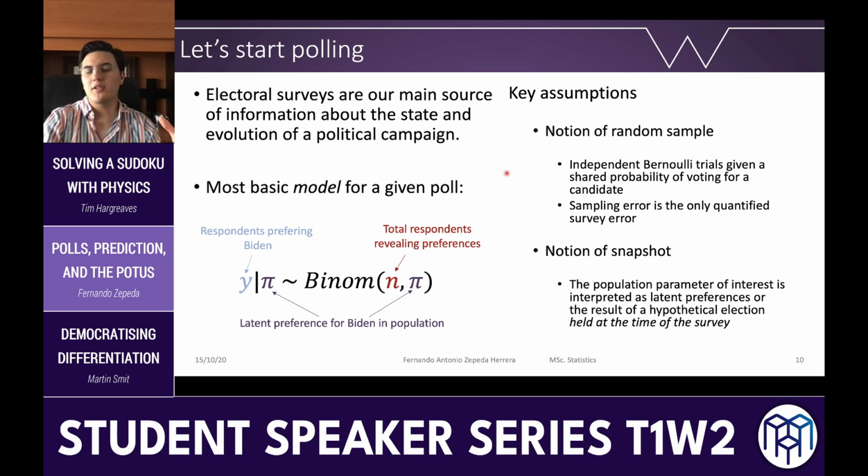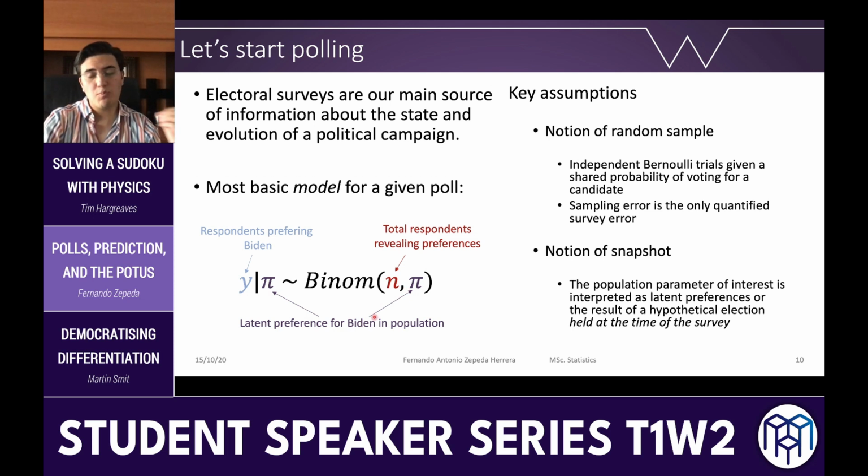And the most basic model that we can propose, and it's not only the design of the survey, but as a model, a statistical one, is the binomial, which is just based on the idea of independent Bernoulli trials given a shared probability. In this case, this shared probability is of voting for a particular candidate, which, just for the sake of argument, let's say is Biden. And we have n respondents, and Y of those say they actually prefer Biden or will vote for Biden. And the probability of someone answering Biden will depend on a latent preference in the population.